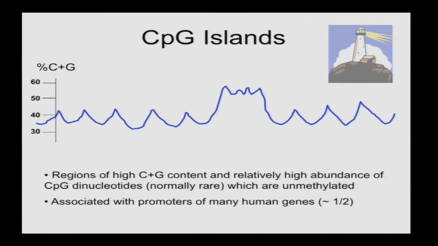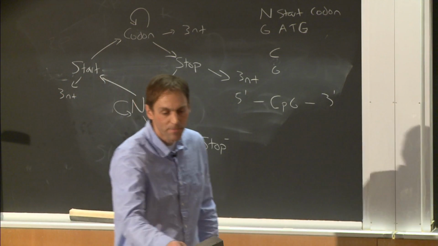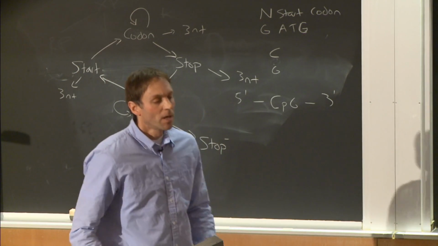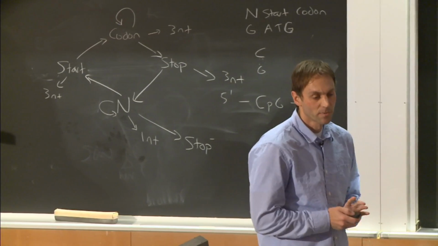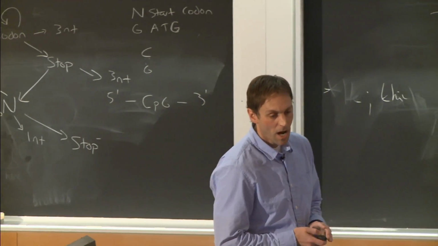And so you see these patches of, say, 50 to 60% CG that are often associated with promoters, with promoters of roughly half of human genes. So we're going to make a model of these and then run it to predict promoters in the genome. Okay. So here's our model.